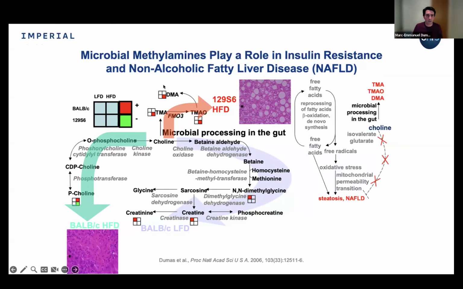But what went flying a little bit below the radar is that only the 129 strain, which gets fatty liver disease, was showing low levels of fat, or at least low bioavailability of phosphatidylcholine in the plasma. So the thinking at the time is that if you modulate choline, choline deficient diets give you fatty liver disease. So we thought that because the bugs chew choline in the gut, choline is not bioavailable. And if you don't have choline, you can't make the LDL. And if you can't make the LDL, you can't export fat from the liver. So that was the thinking at the time.